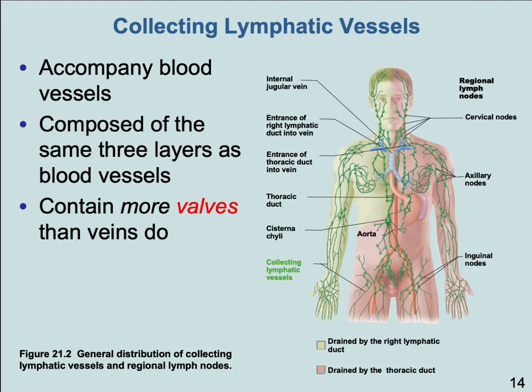This reflects the fact that lymph flows under very low pressure. And this has to do with the fact that lymphatic vessels are not connected to the pumping heart, unlike your blood vessels. And to help direct the flow of lymph back to the heart, lymphatic collecting vessels will contain more valves. This image shows the general distribution of the different collecting lymphatic vessels around your body.